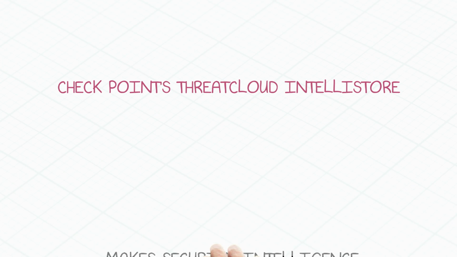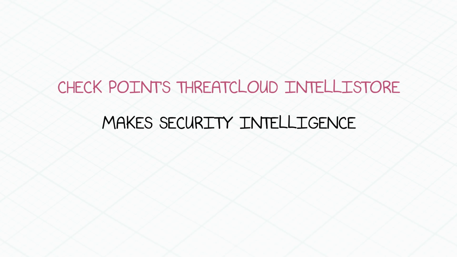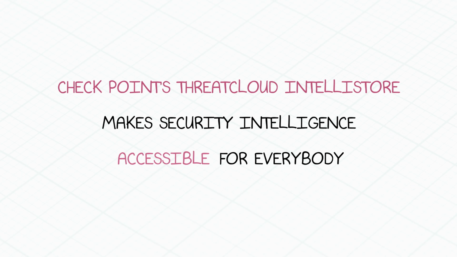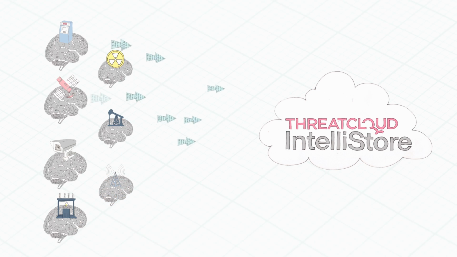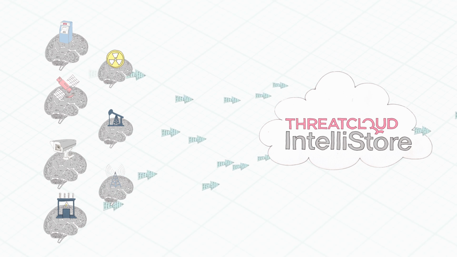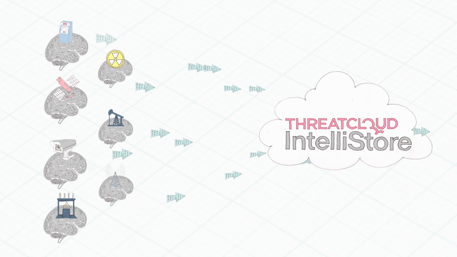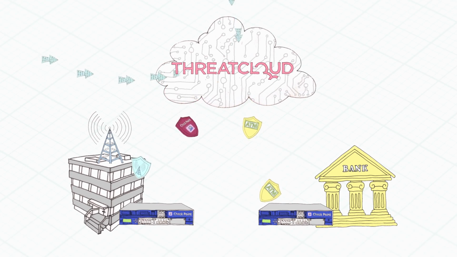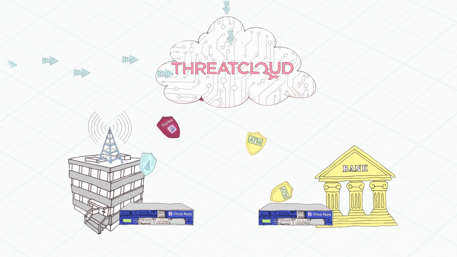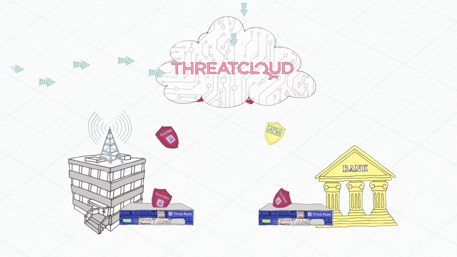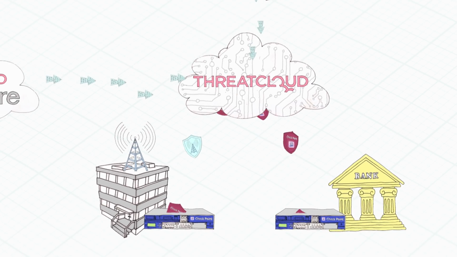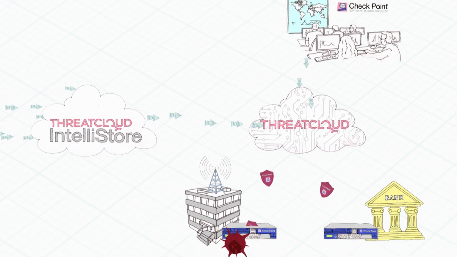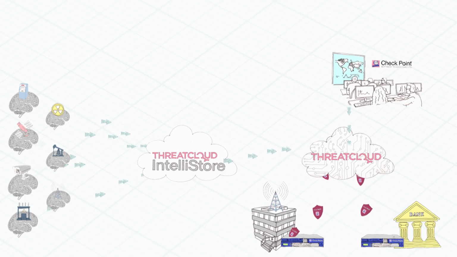Checkpoint's ThreatCloud IntelliStore makes this security intelligence accessible and usable for everybody. The IntelliStore marketplace allows leading cyber intelligence vendors to stream specialized feeds to ThreatCloud, where they are then offered to Checkpoint customers. Customers can easily choose from a range of intelligence feeds to supplement the protection received from ThreatCloud as needed for their business. The feed subscriptions are automatically aggregated and enforced on Checkpoint gateways.